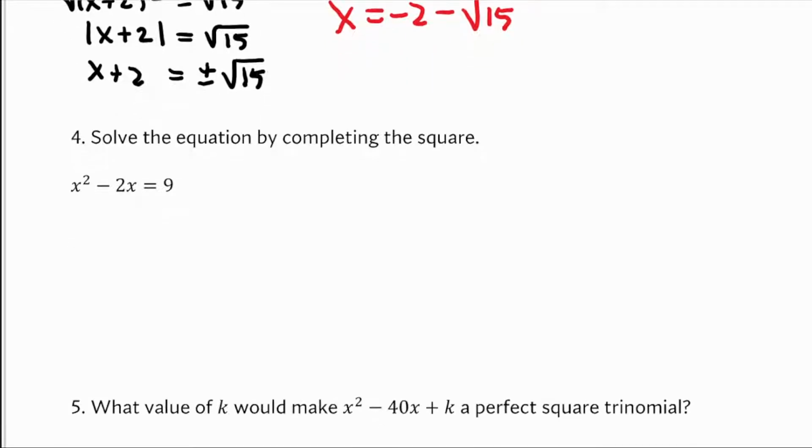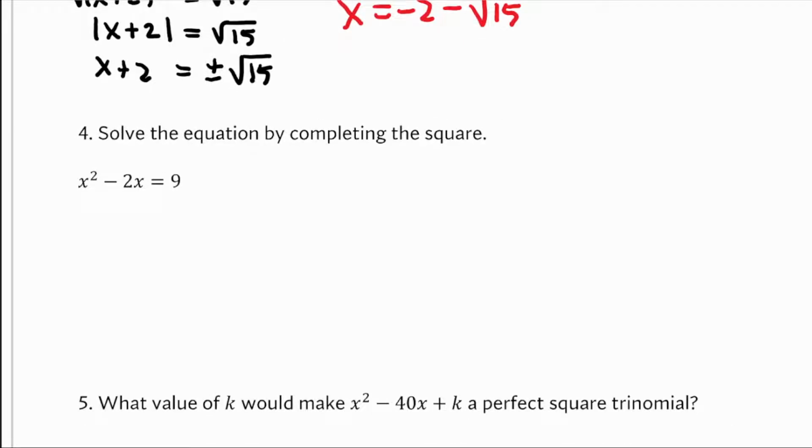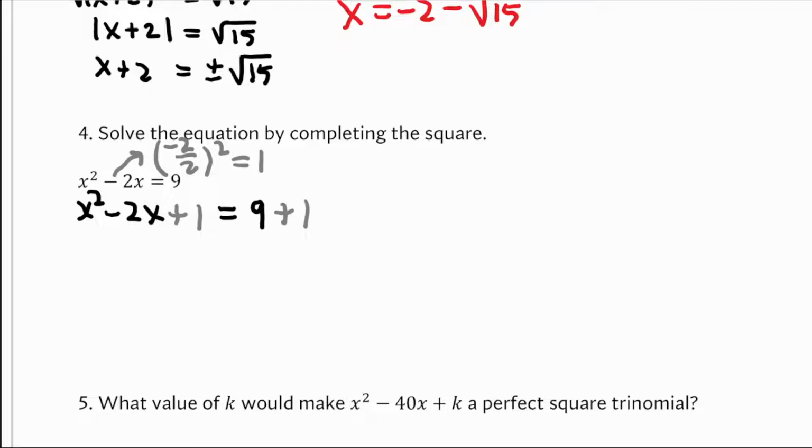Okay, so I just need to add the same number to both sides to make this a perfect square. So x squared minus 2x plus some number is going to equal 9 plus that same number. Okay, I need to figure out what number to add to both sides by taking negative 2, dividing by 2, and then squaring. So if I square negative 1, I'm going to get positive 1. So I'm going to add 1 here, and I'm going to add 1 over here as well.